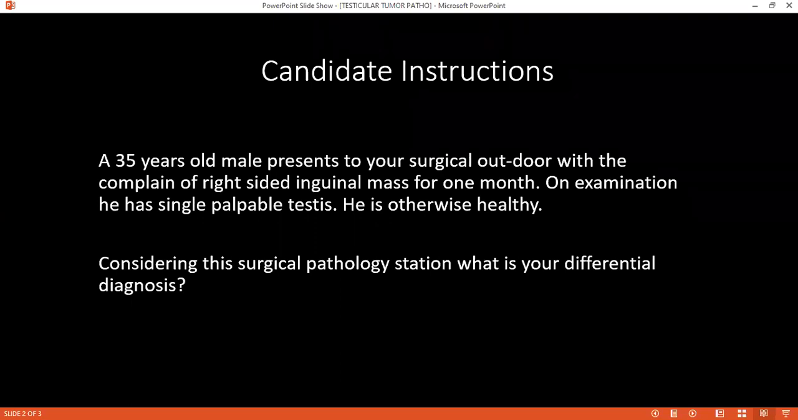Right. If you have read and understood, considering it's a surgical and not surgical pathology station, kindly tell me what are your differential diagnoses for this patient? My differential diagnoses are lymphoma, pseudoaneurysm, inguinal hernia or indirect inguinal hernia, testicular teratoma, and undescended testis. Okay, how would you confirm your diagnosis?